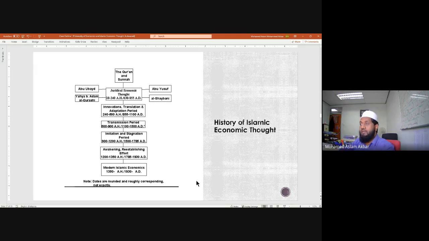And then he mentioned until 1100, it is called the innovation, translation and adaptation period. So this is according to al-Islahi. Maybe someone may have some of these phases available, some of them not. Then you have the transmission period from 1100 to 1500. Then you have the imitation and stagnation period, which of course we agree on, 1500 to 1785. Then you have the awakening and re-establishing effort, 1785 to 1930.